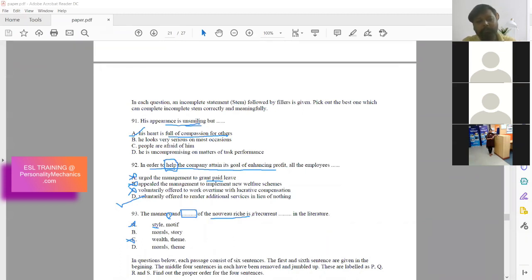Next is: of the new rich is a recurrent dash in the literature. Story in the literature, not really. Theme in the literature makes more sense. It cannot be a recurrent story. Now story in itself is literature, so hence I cannot say story in the literature. It can be a theme in the literature, so D makes more sense.